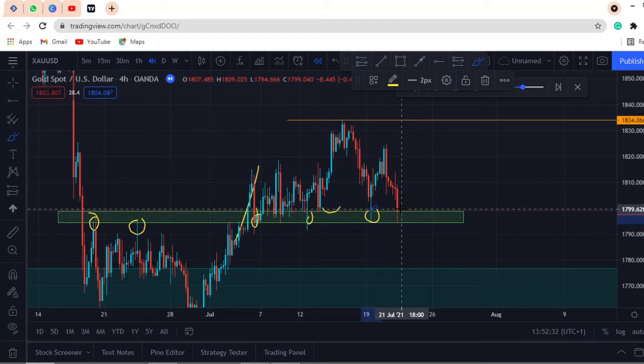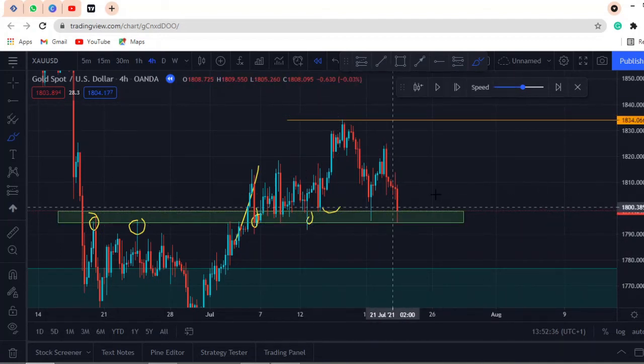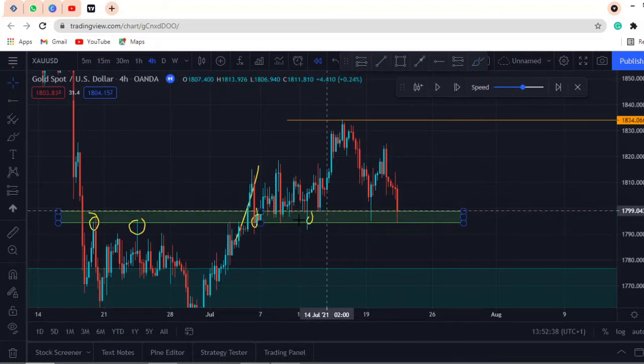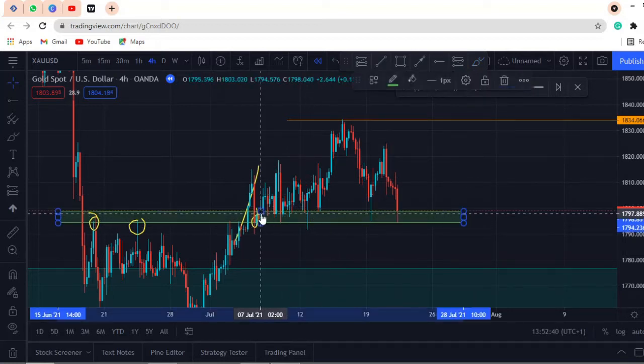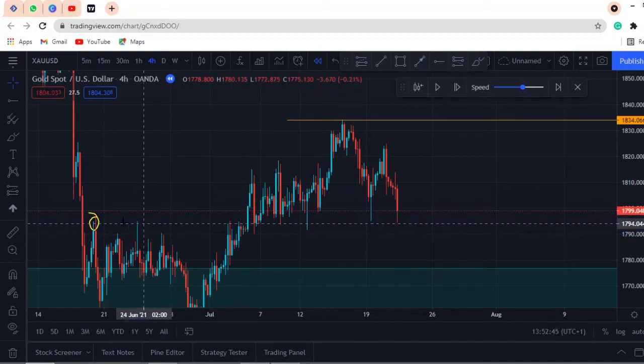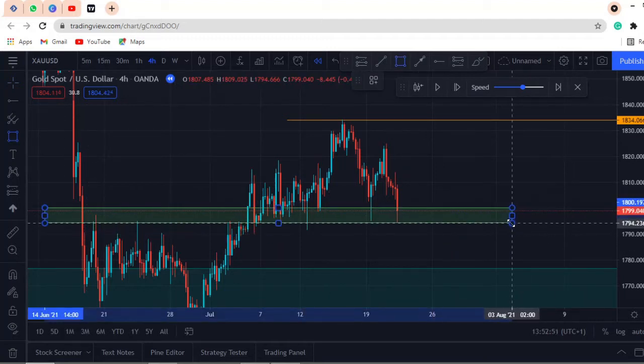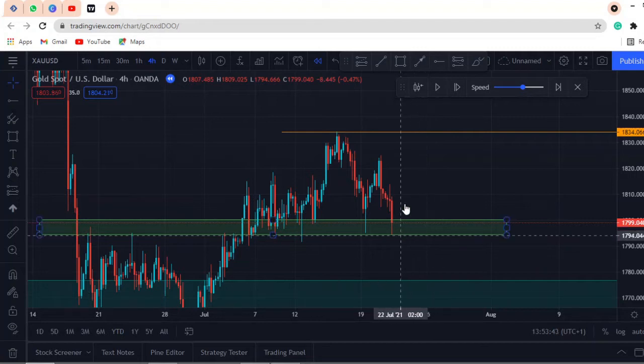Gold might easily go long here, might easily buy, and this is a move that we caught. This is a move that we caught. Let me draw this quickly. So this is a move that we caught here.